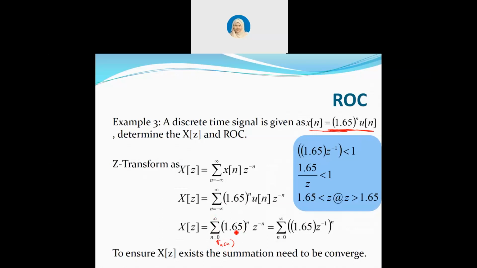So this is our Xz, the sum of 1.65 to the n, z negative n. Then it will become like this, 1.65 z negative 1 to the power of n. And to make it converge, 1.65 z negative 1 must be less than 1. So to make it converge, the summation needs to be convergent by putting it less than 1. Then we get that our ROC: Z must be greater than 1.65.